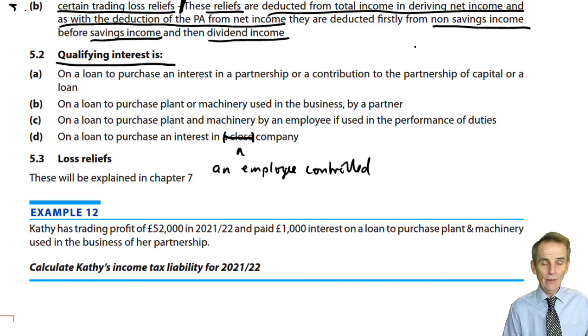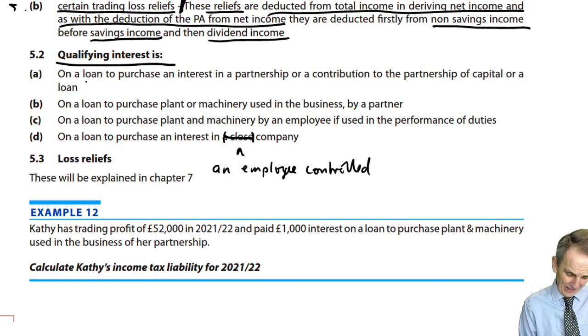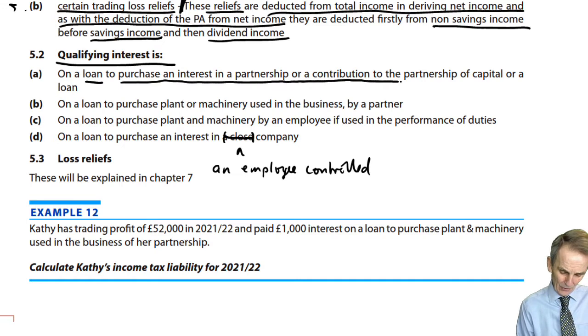If it does, then the interest paid in the tax year becomes an allowable deduction from total income, bringing you down to net income. So what are they? They're basically to do with business, to do with work. A loan to purchase an interest in a partnership or a contribution to the partnership of capital or a loan.